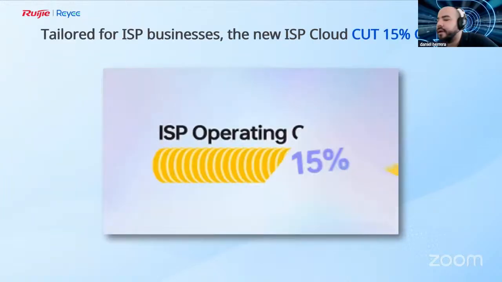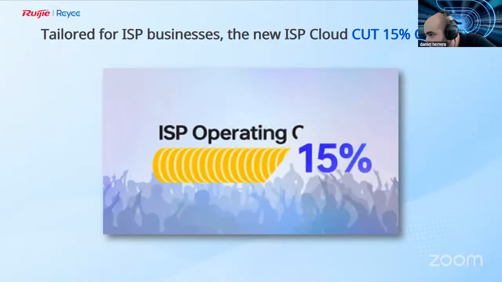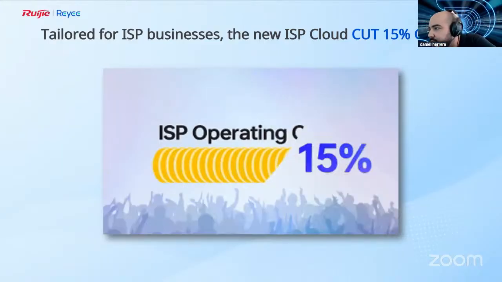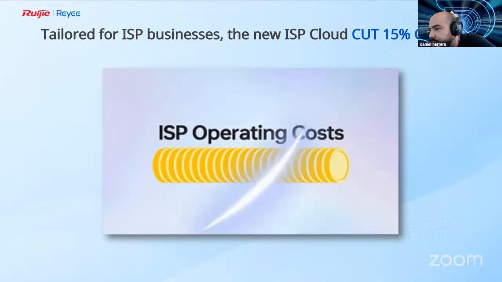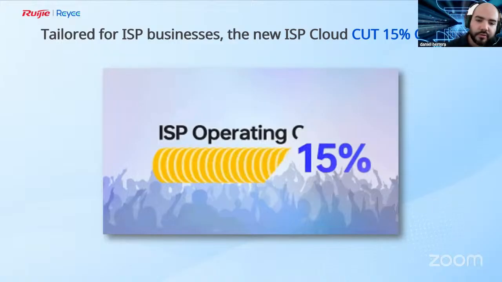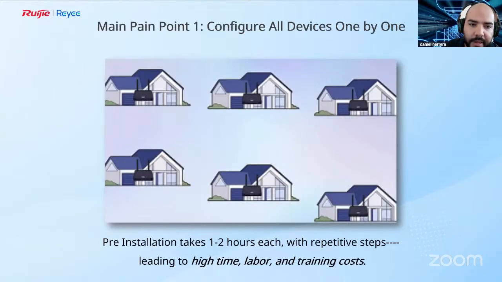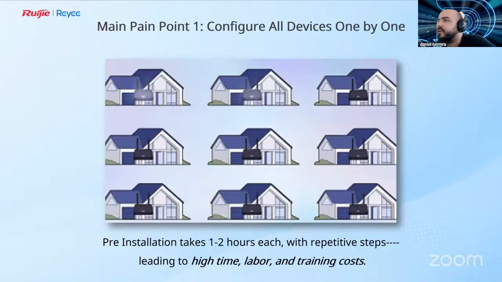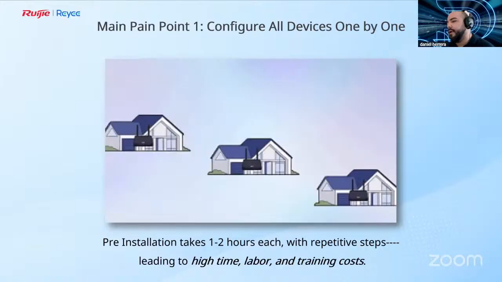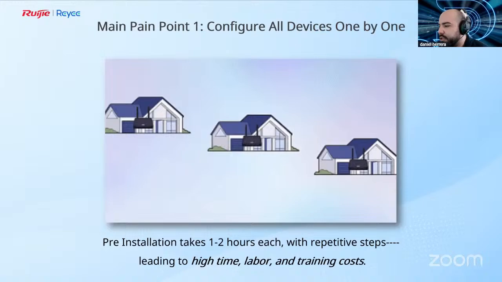Okay, where's the main issue here? We can save you around 50% of your overall ISP operating cost using our solution. Why is that? I'm going to explain a little bit about it. The main point is we need to configure all devices one by one. This pre-installation takes around 1 to 2 hours each, with repetitive steps.